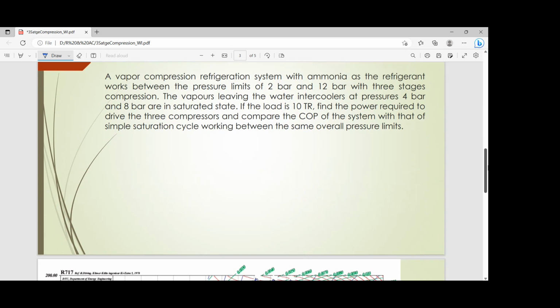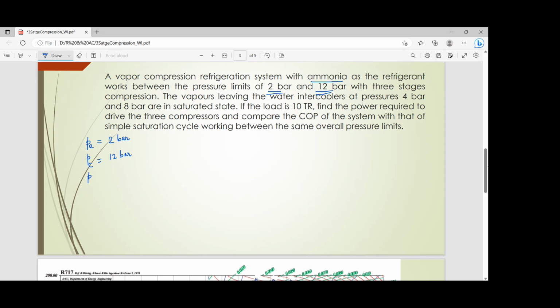Okay, so here you have a vapor compression refrigeration system with ammonia as the refrigerant. It operates between the overall pressure limits of 2 bar and 12 bar. So which means the pressure of the evaporator is 2 bar. The pressure of the high pressure compressor, okay, which happens to be the condenser, that is going to be 12 bar. And then you have the vapors leaving the water intercoolers at pressure 4 bar and 8 bar.